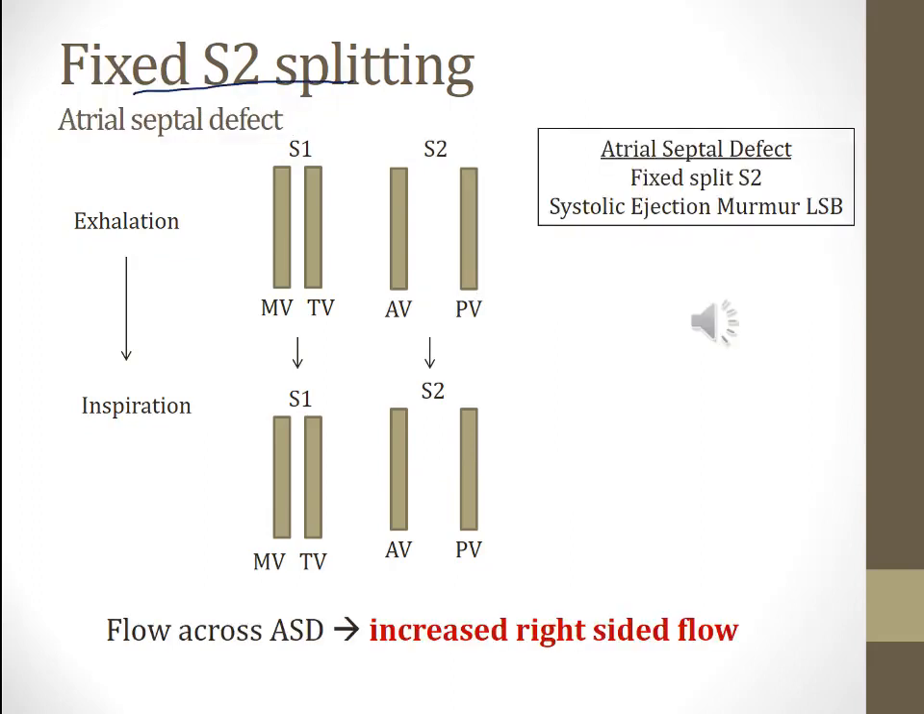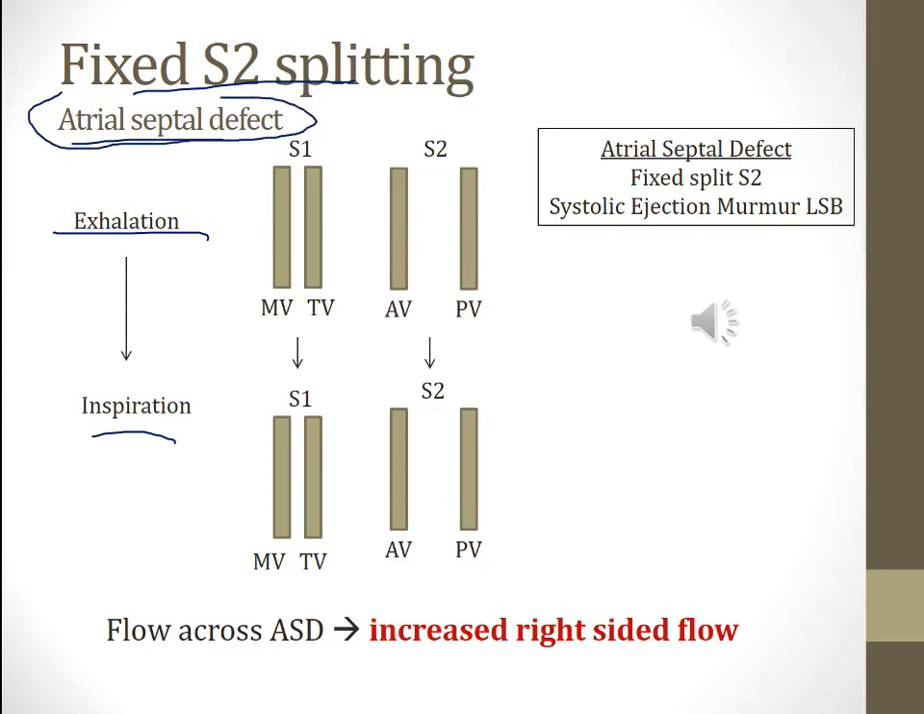Fixed splitting of the second heart sound is similar to persistent splitting, except for the fact that the degree of split of the second heart sound does not change in going from exhalation to inspiration. As I showed you on the last slide, in persistent splitting, the split widens with inspiration. In fixed splitting, the split is the same during exhalation and inspiration. And the classic cause of a fixed split of the second heart sound is an atrial septal defect.